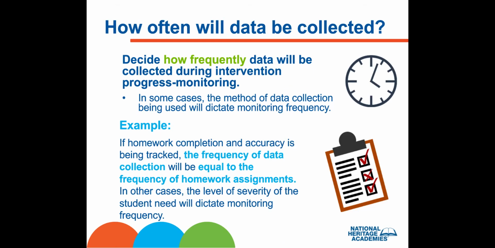When selecting a data collection method, the teacher also decides how frequently that data will be collected during intervention progress monitoring. In some cases, the method of data collection being used will dictate monitoring frequency. For example, if homework completion and accuracy is being tracked, the frequency of data collection will be equal to the frequency of homework assignments. In other cases, the level of severity of the student need will dictate monitoring frequency.